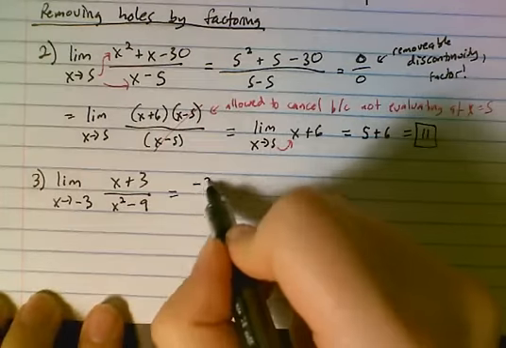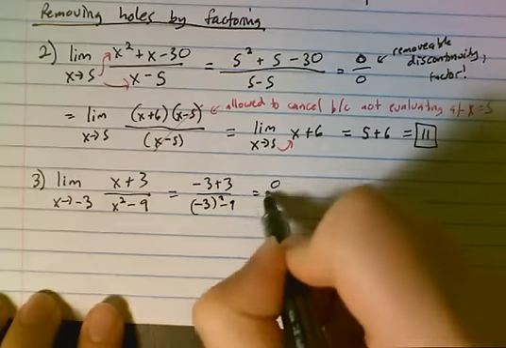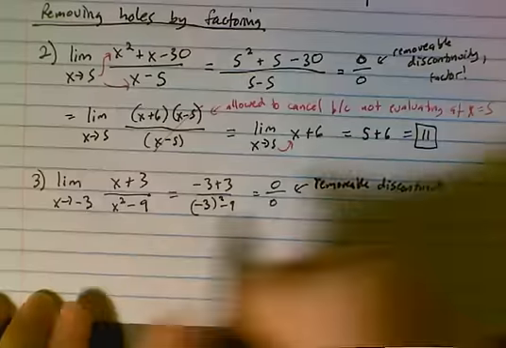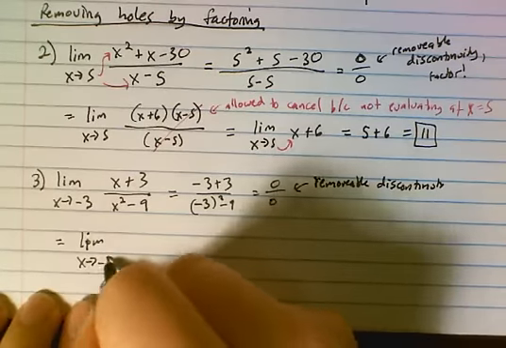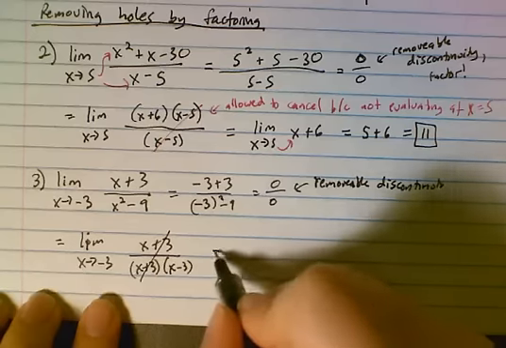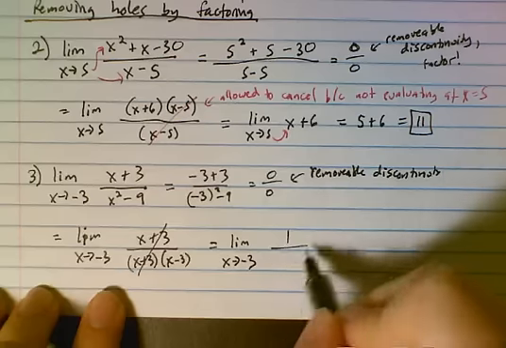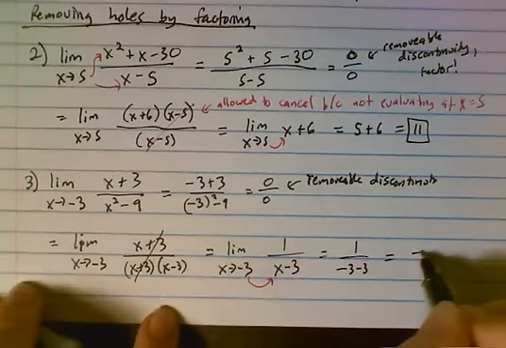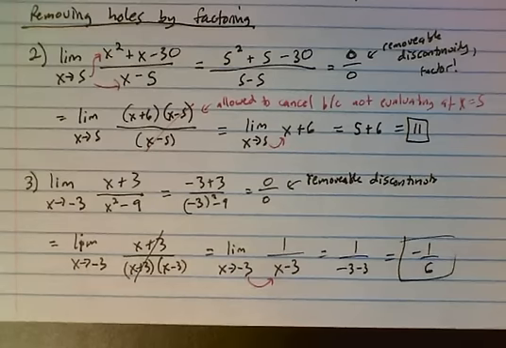Again, always check that you need to. So negative 3 plus 3. Negative 3 squared minus 9, that is indeed 0 over 0. So it's going to be the limit as x approaches negative 3. Let's factor this. Okay, so we just have to plug that negative 3 in there. Once we've got a number, we're happy. Sometimes our factoring can be a smidgen more complicated.